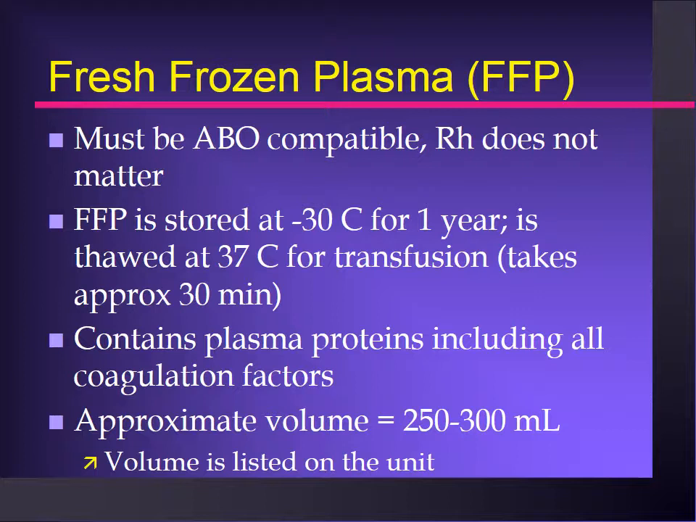Plasma must be ABO compatible. The RH does not matter. Plasma is stored at minus 30 degrees Celsius for up to 1 year. It is thawed at 37 degrees when needed. You'll want to give us about 30 minutes.